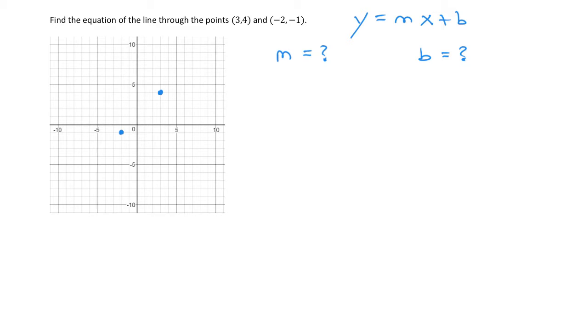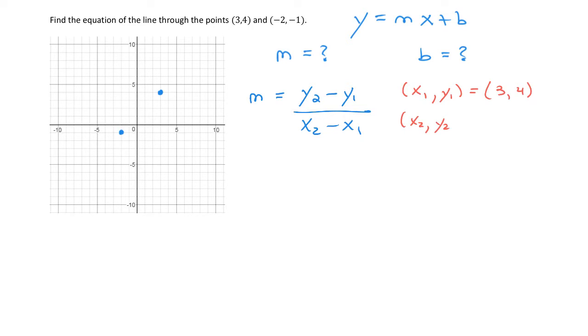So I think to do that, I'm going to go back to this y2 minus y1 over x2 minus x1 to figure out what that value is. So I think for x1, y1, I'll use the points 3, 4. And for x2, y2, I'll use the point negative 2, negative 1.